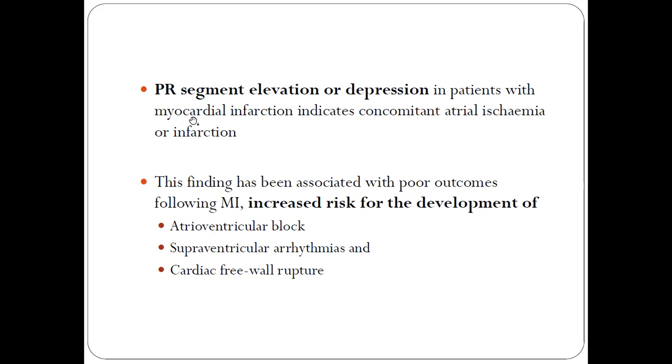So what are the changes we see in the ECG? The ECG atrial segment is normally denoted by the P wave or PR segment. So look for PR segment elevation or depression in any patient with myocardial infarction. Suppose a patient has a myocardial infarction with ST elevations in any of the leads. Along with that, if there is associated PR segment elevation or depression, then we label that the patient may have a concomitant atrial ischemia.